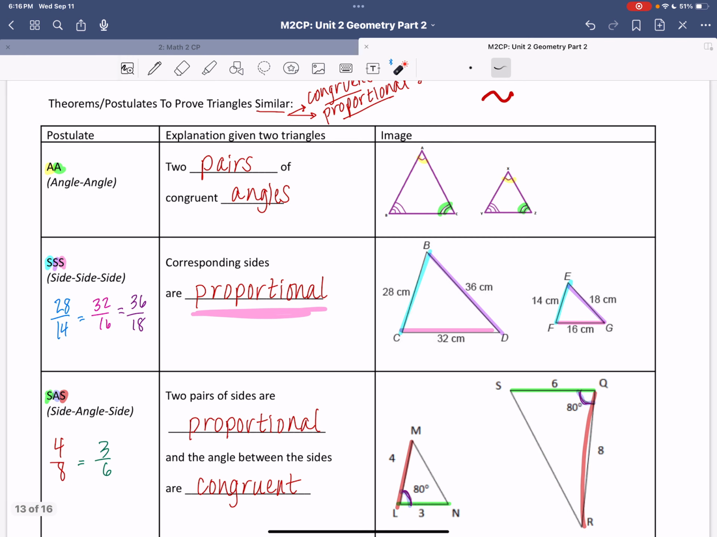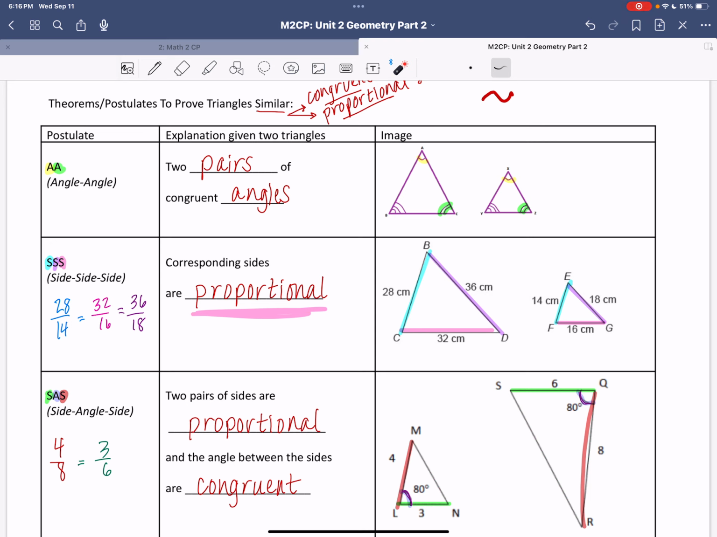So the first postulate is angle, angle. You have to have two pairs of congruent angles. If two angles are congruent, then you know the third one is going to be congruent, because it's all going to equal 180. Here, this is congruent with that one, and that's congruent to that one. So you can prove that they're similar if they have two angles that are congruent.